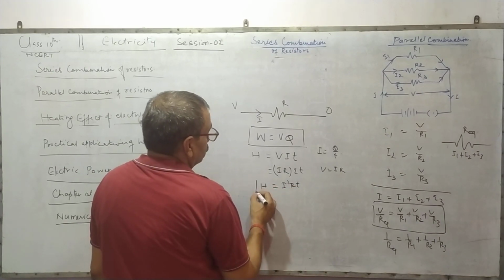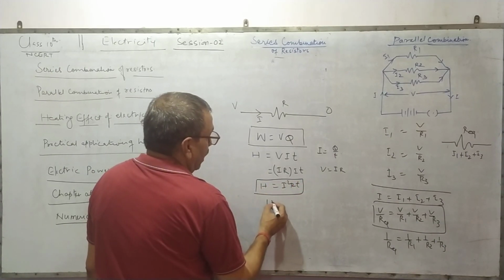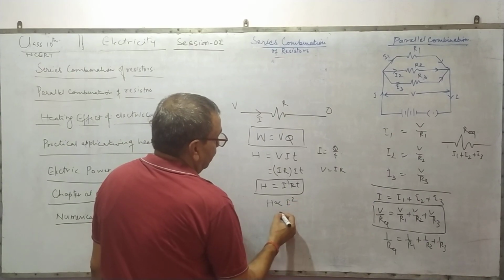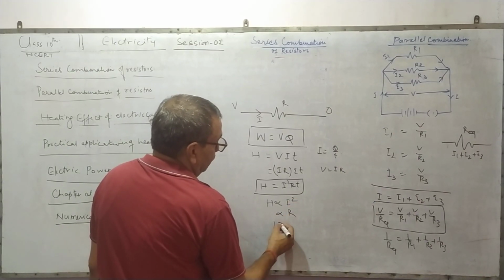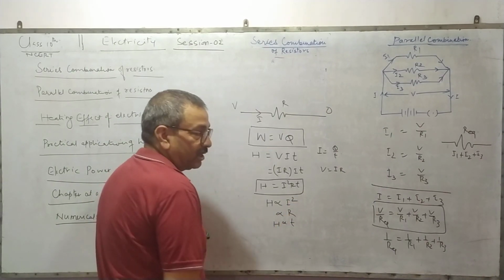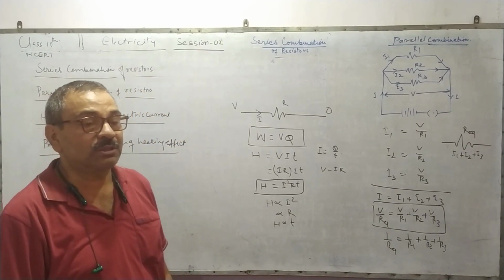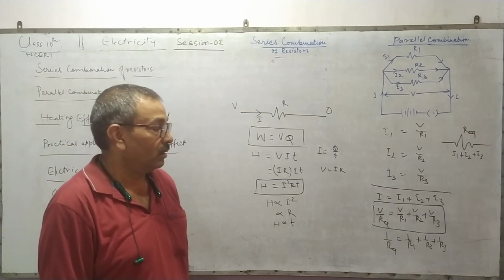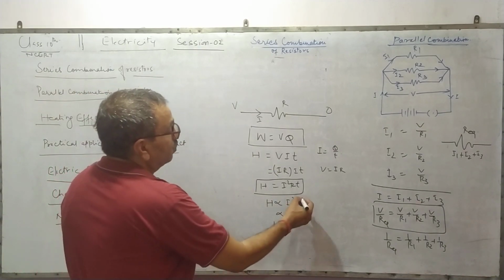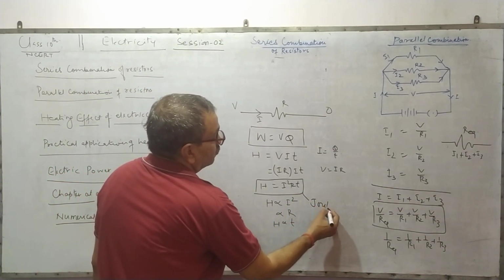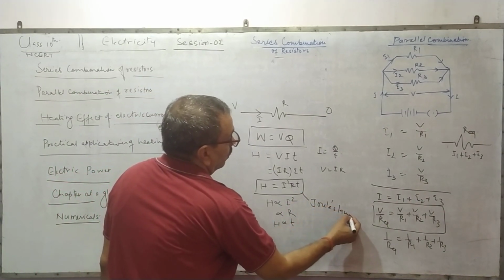This is called Joule's law of heating effect. आप इस फॉर्मूले को 3 पार्ट में डिवाइड करिए. H is directly proportional to I square, H is directly proportional to R, and H is directly proportional to T. So this is known as Joule's law of heating effect.